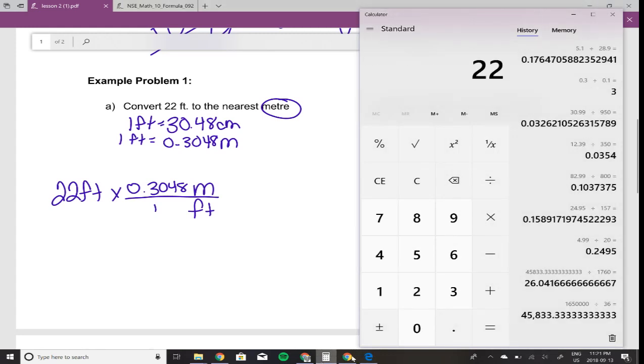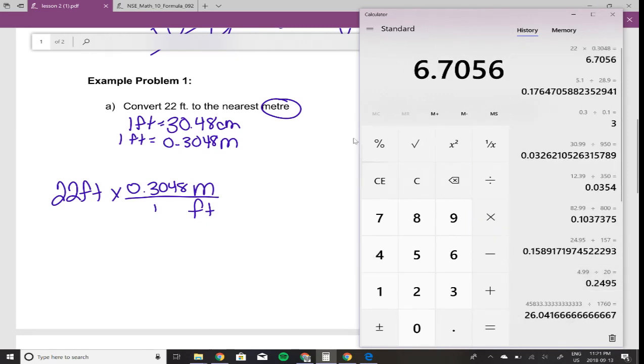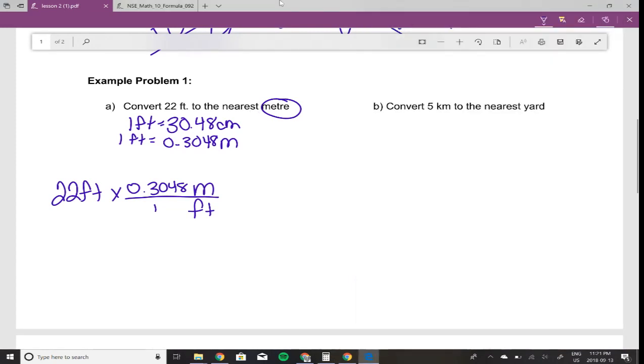So we do 22 times 0.3048. And we get 6.7. So it says the nearest meter. So what that means is we're actually going to be able to round a little bit in this case. So it's 6.7 meters, which is approximately, and that's what that squiggly equal sign means, approximately or about 7 meters. Okay, so 22 feet is just about 7 meters, a little bit less than that.